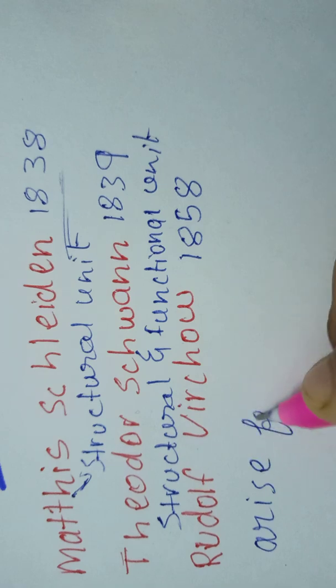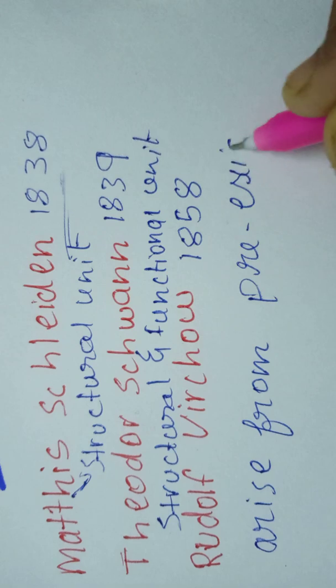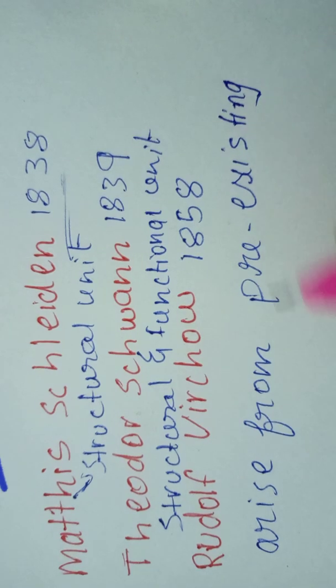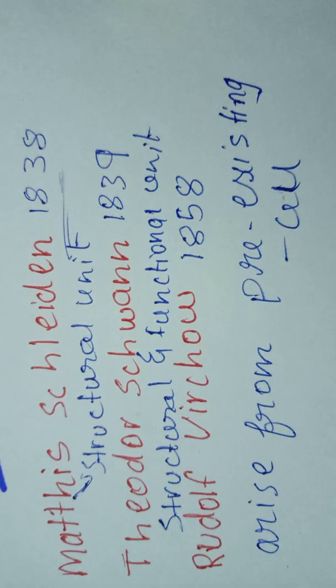Arise from a pre-existing cell. Now what is this? We can understand the first point, that is structural unit, that is every living being is made up of cells. Then Theodor Schwann in 1839 said that it is the structural and functional unit also. Whatever function the cell performs, the same function a human body will also perform. Next came Rudolf Virchow in 1858 and said that each and every cell arises from the pre-existing cell.